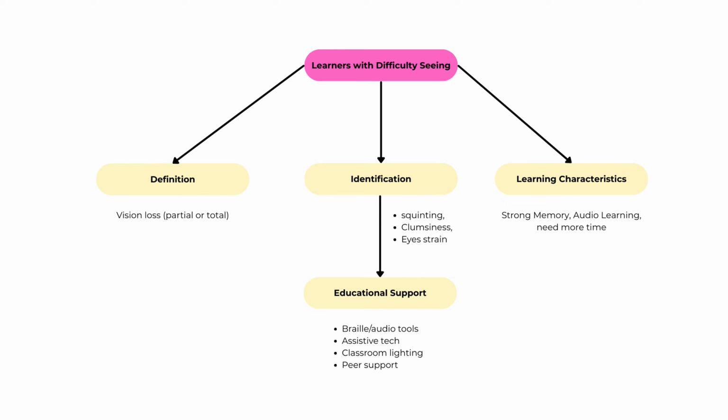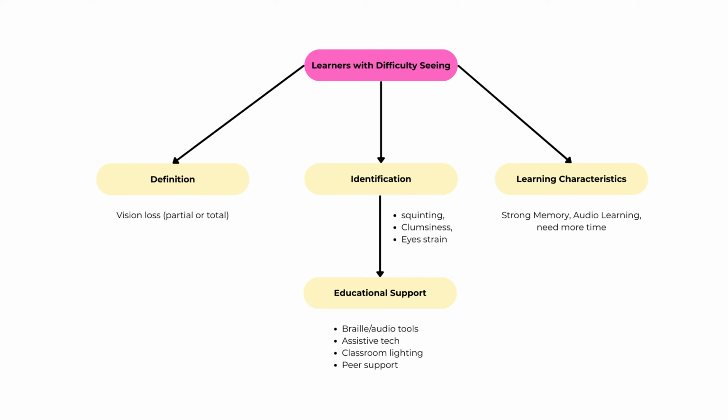Next, we have a diagram breakdown. So at the center, we have our main topic: learners with difficulty seeing, students who experience partial or complete vision loss affecting their ability to learn visually. From there, the diagram breaks into our 4 key areas. First, definition. These are learners who have low vision or blindness, and they struggle to read, write, or navigate without special tools or support.